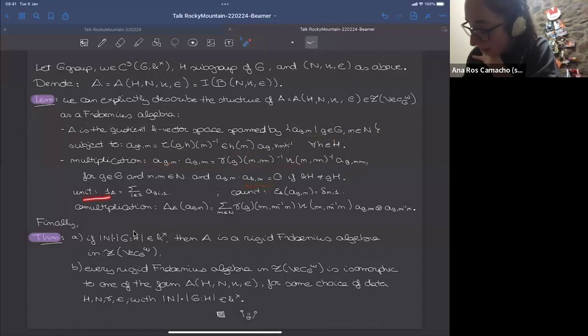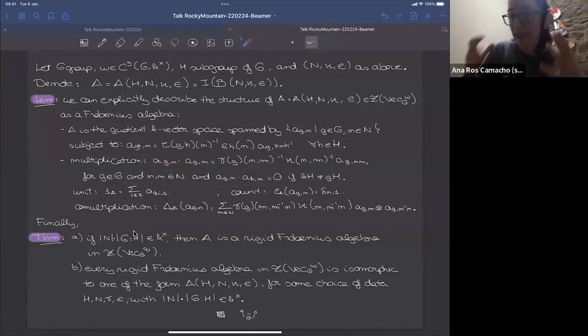This is how the unit works. This is how the co-unit works. For multiplication, again, some gamma, some kappa. Again, a lot of functions going on. But you can describe this structure of the algebras very nicely and very concisely. So it's really good. All right, and finally, the big theorem.